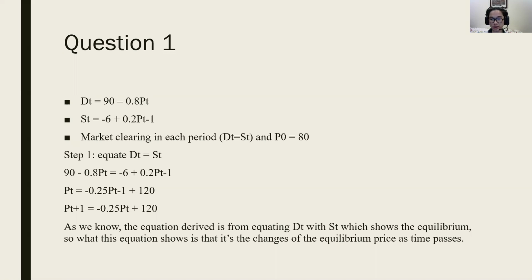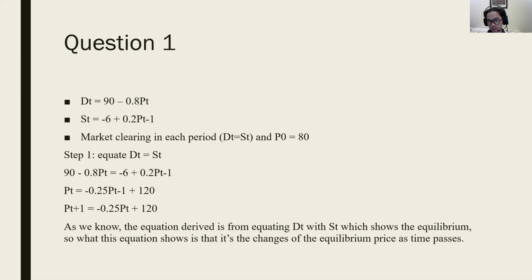Now, the first step is to equate dt equal to st. And then we have here 96 minus 0.8 pt is equal to negative 6 plus 0.2 pt minus 1. And then making pt the subject, you should have pt is equal to negative 0.25 pt minus 1 plus 120. Now we can actually change it into the form of pt plus 1 for further calculations, but here I already satisfied the first question, which is the relation between pt and pt minus 1. So pt is equal to negative 0.25 pt minus 1 plus 120.